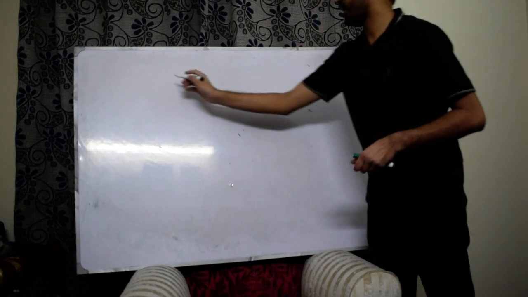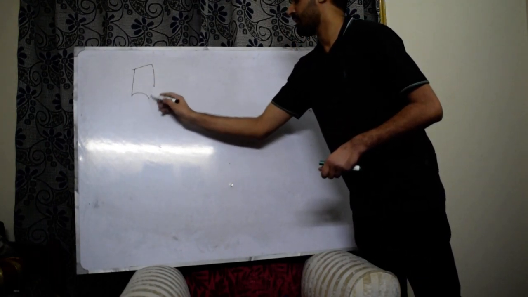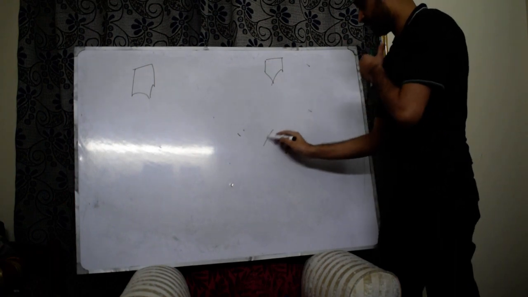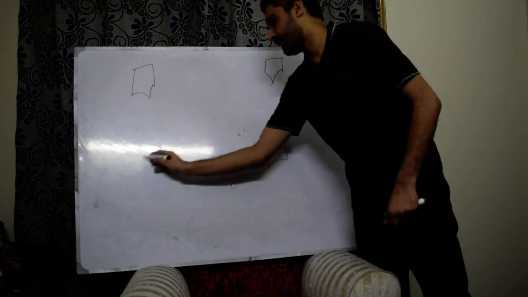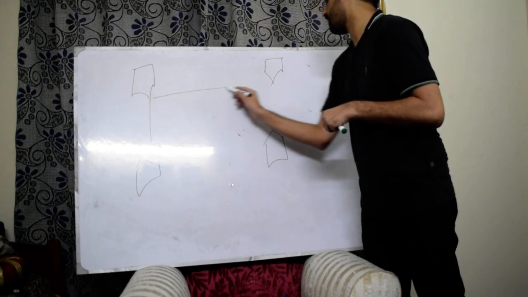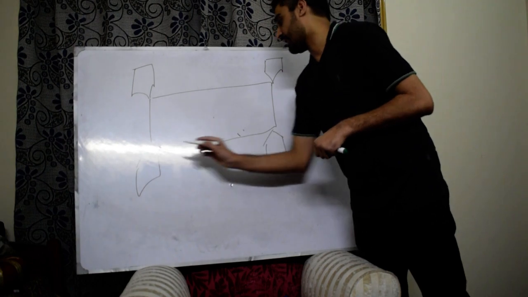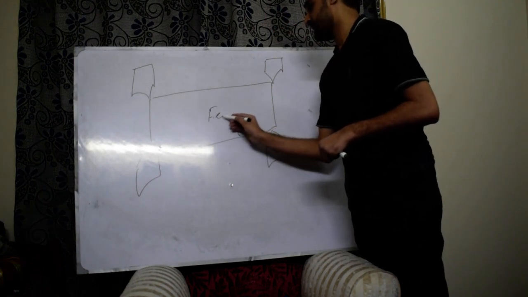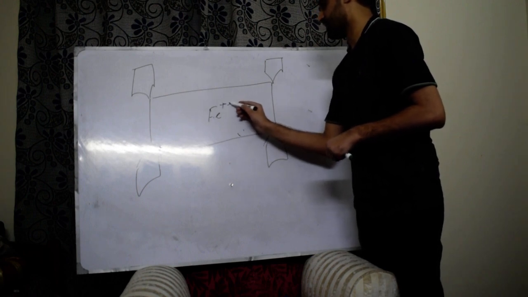There are 4 pyrrole rings: pyrrole ring number 1, number 2, number 3, and number 4. These pyrrole rings are attached to one another with the help of methylidene bridges. In between there is an iron. This iron is present in the ferrous state.